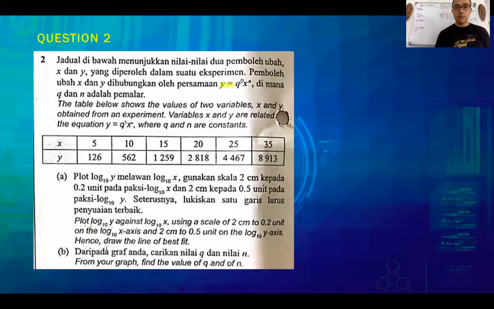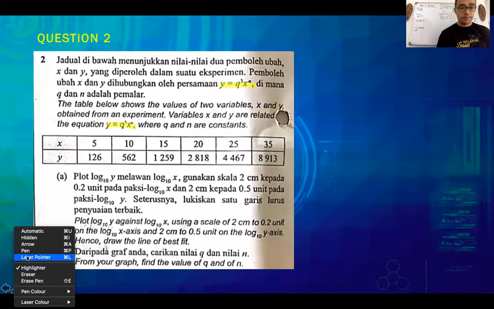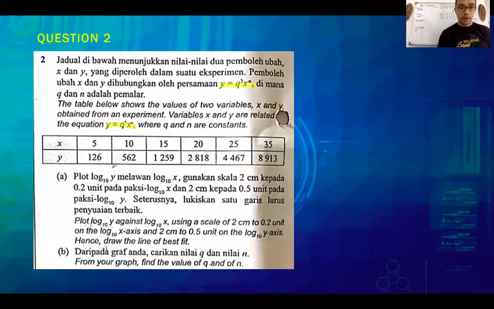This is the original equation, people. y equals q cubed multiplied by x to the power of n. And take a look at the one they want you to draw: the graph of log y against log x. Which means that your table has to be changed quite significantly. But try to change the equation first. Take some time, try to change the equation.